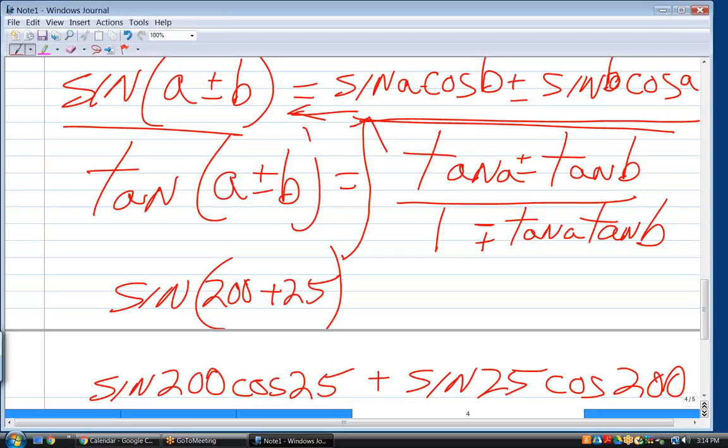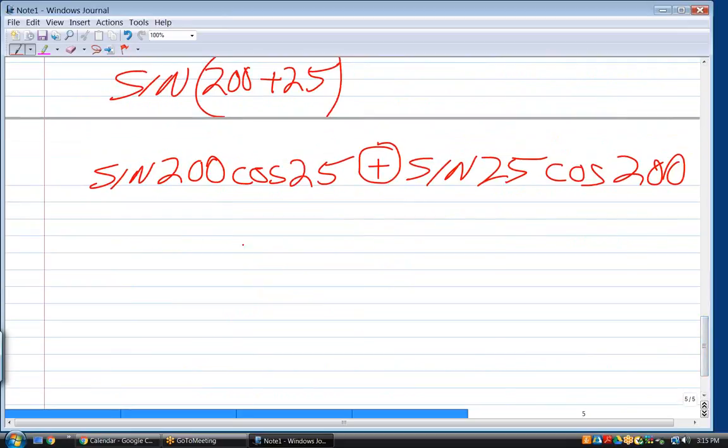In other words, when we see sine of some angle, cosine of another angle, plus or minus, sine of the other angle, cosine of the first angle, we should be thinking plus or minus. And since this is a plus, I know that in this identity the signs stay the same, so it has to be the sine of 200 plus 25. Okay, so this is going to be equal to the sine of 225. What's the sine of 225?